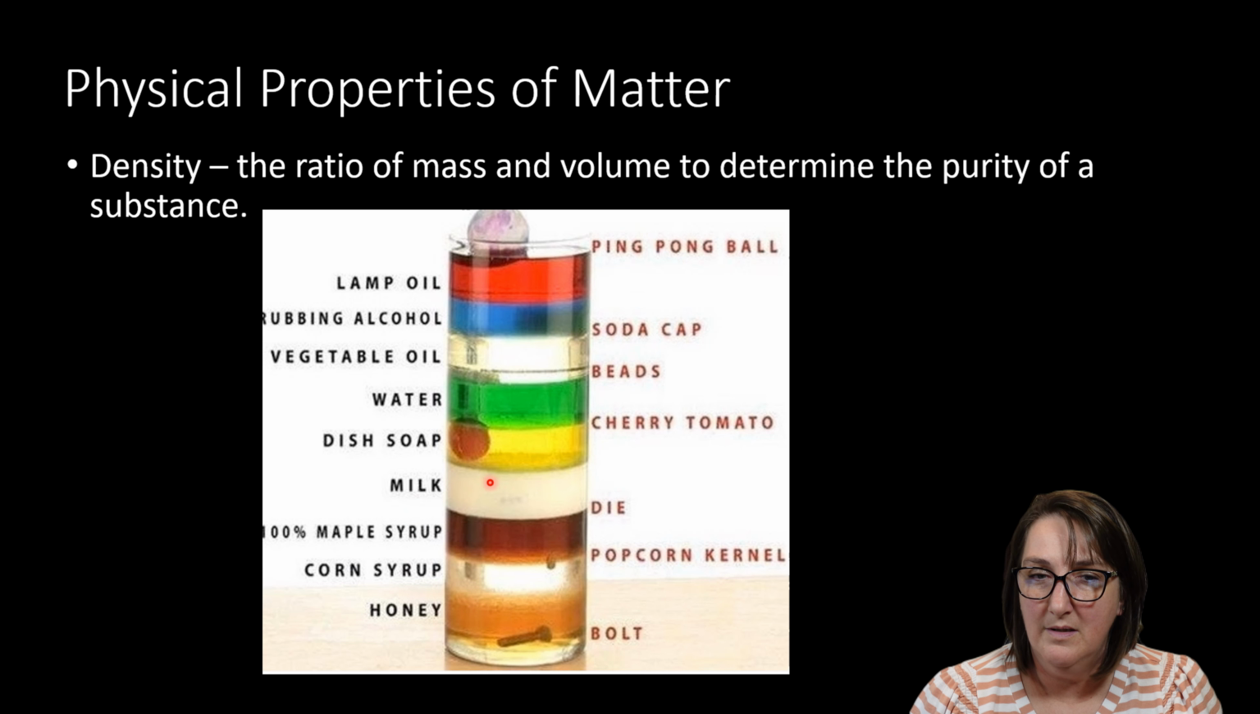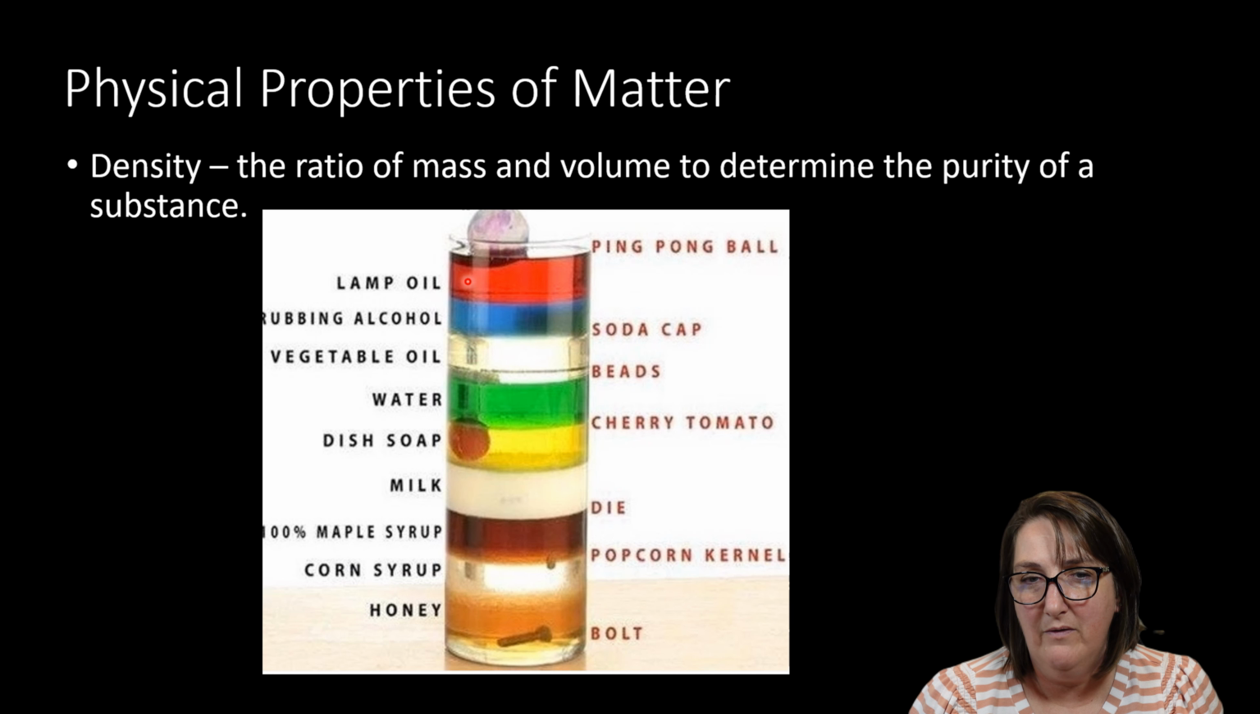I have milk, which is a little thick. It's a lot thinner than water. Dish soap. I have rubbing alcohol, vegetable oil. All of these are going to have a very specific density. I can put objects in it. So a soda cap, a bead, a cherry tomato, a die, which is one dice. I have popcorn kernels, a bolt. If I put these in here, these also have very specific densities, and they will stay within this area. So this cherry tomato's density is less than milk, but more than water. So it's going to sink in water, but it's going to float in milk.